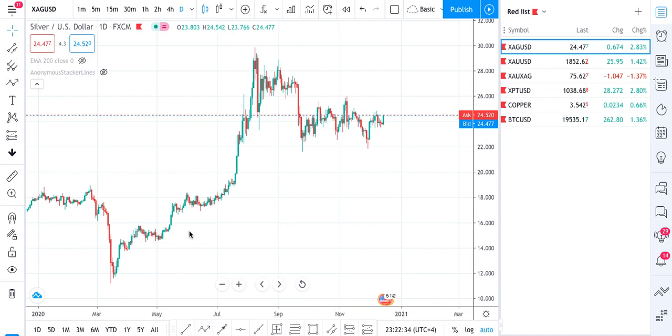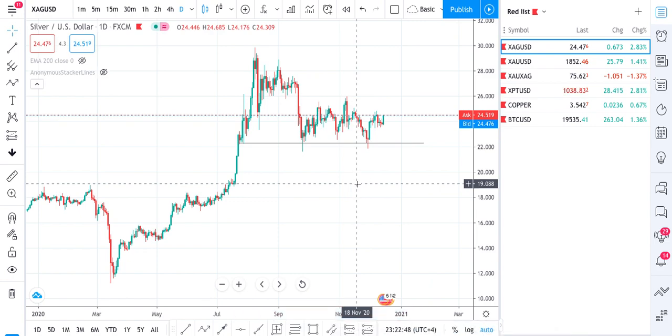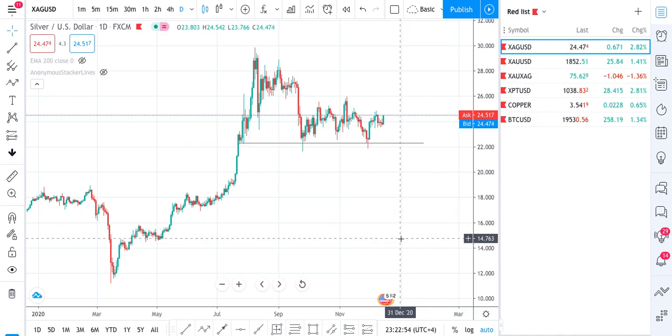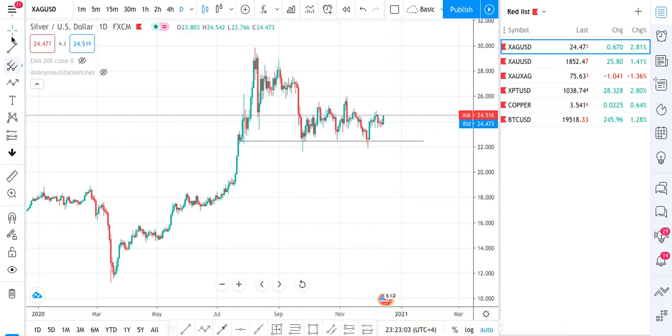All right, so I want to start off with something that is very obvious, and that would be right here. This is one of the recent support levels that we've been seeing these days. So this level is at $22.2, and the market has been respecting this value for one, two, three, four times, and so this is a very significant level for us right now.